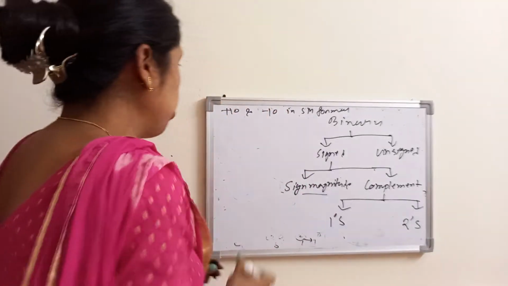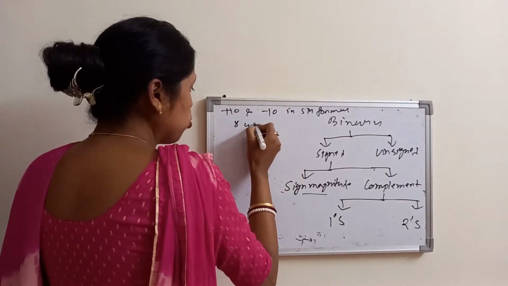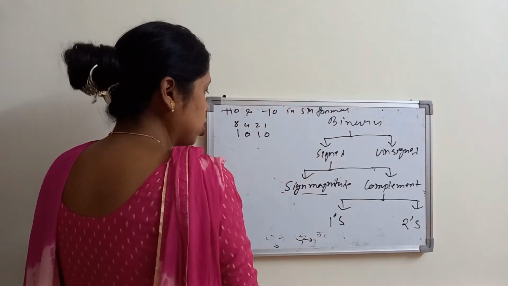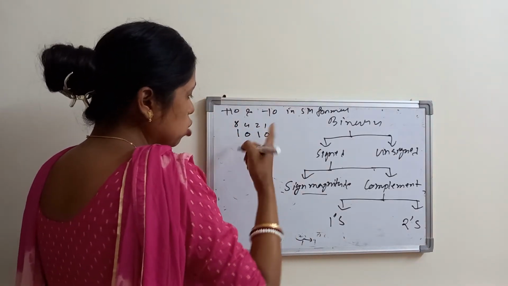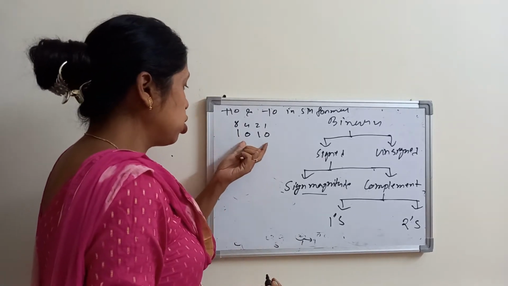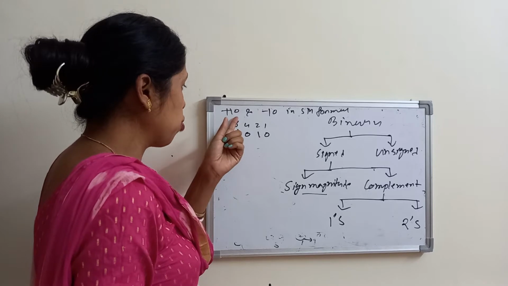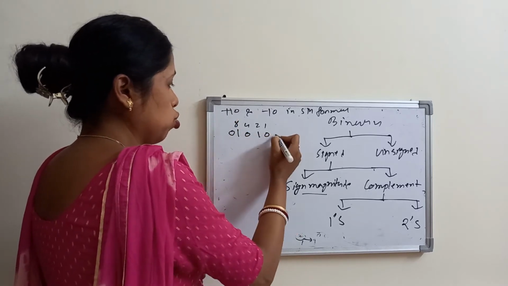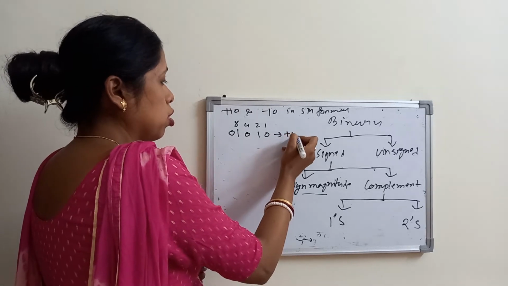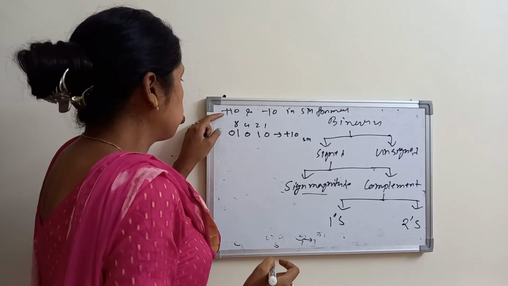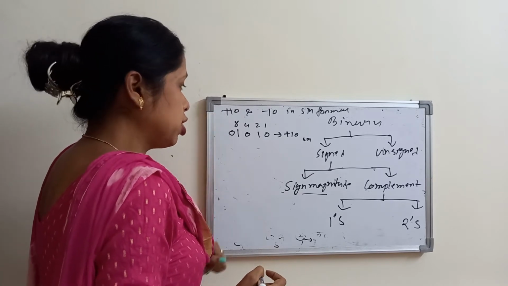Okay, so 10, if you write 10 in 8 4 2 1 format, I have already discussed, 10 will be 1 0 1 0. So this is the binary number of 10. For a positive number I have to put 0 in front, in SM format.